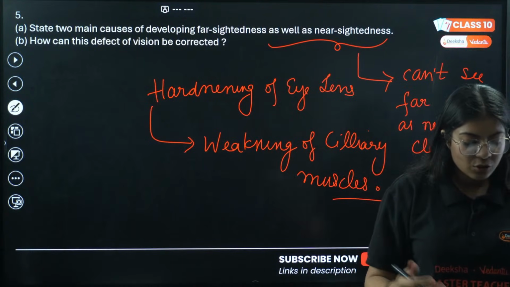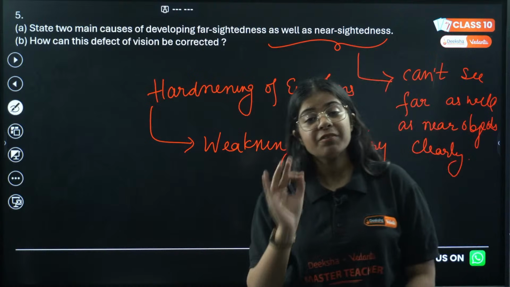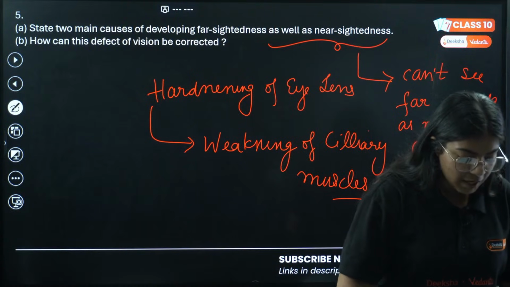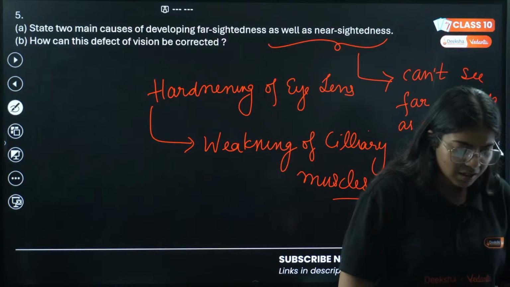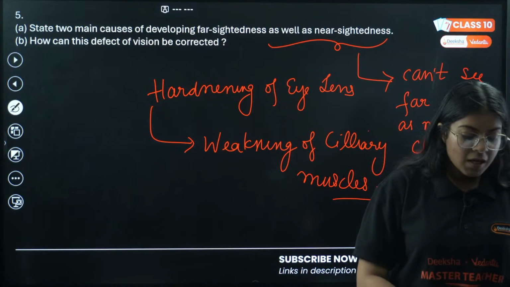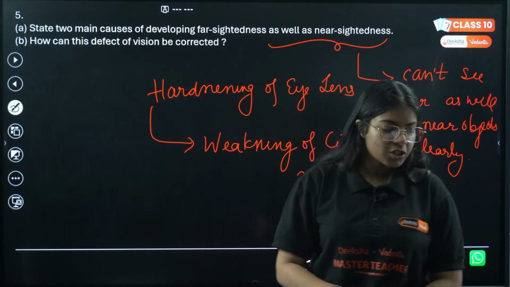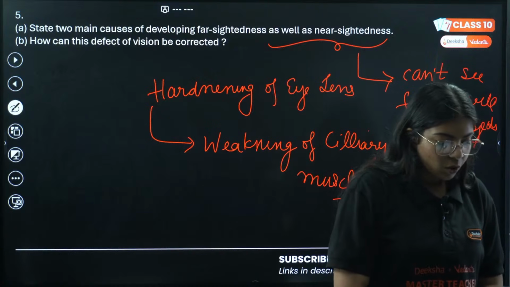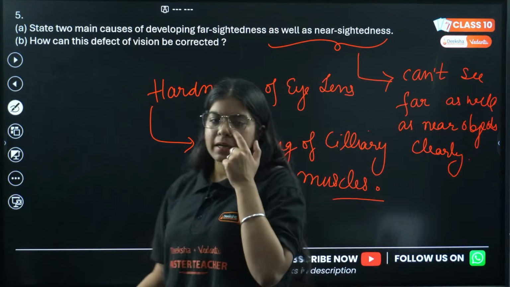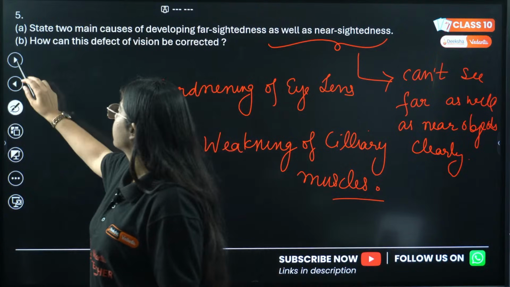So we can use bifocal lenses, not cylindrical lenses. The person can't see far as well as near objects clearly, so that's presbyopia. Ifra is right, weakened ciliary muscles. Sudarshan, correct. Okay, can we move to the next? How can this be corrected? By using a bifocal lens.